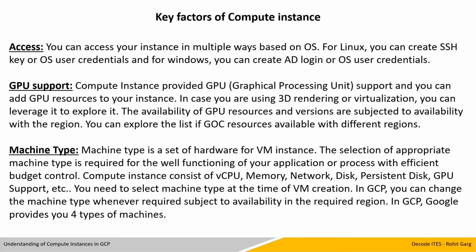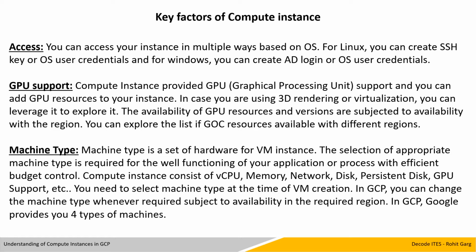In GCP, you can change the machine type whenever required, subject to availability in the required region. That means if you are using a smaller machine and now your application load increases and you want to move to one of the hardware machines listed in the Google Cloud documentation, you can do that, but it's subject to availability in the selected region. If at the time of the upgrade that particular machine type is not available in the particular region due to hardware limitations, then you will not get it and you need to look for other available machine options.